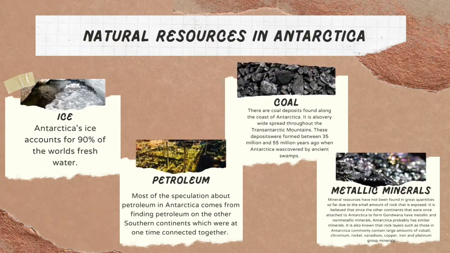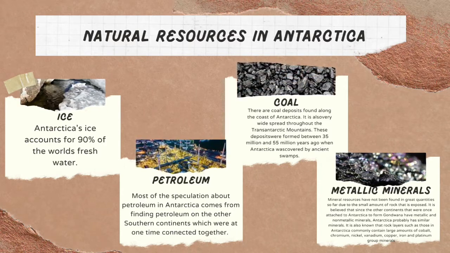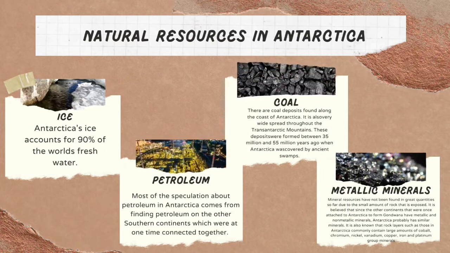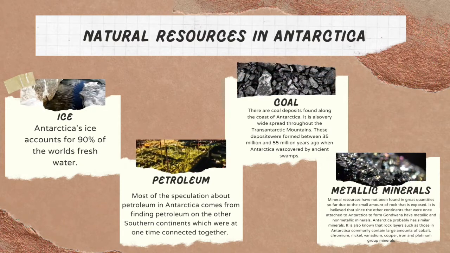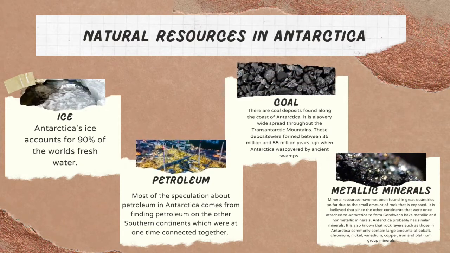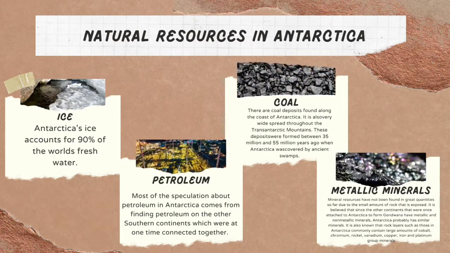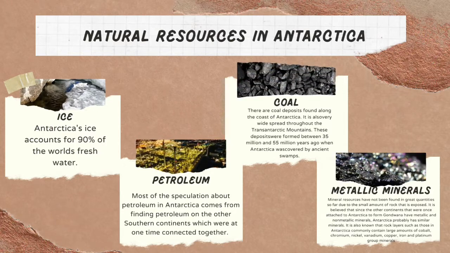Next is coal. There are coal deposits found along the coast of Antarctica. It is also very widespread throughout the Transantarctic Mountains. These deposits were formed between 35 million and 55 million years ago when Antarctica was covered by ancient swamps. Coal forms in swamps as plants die and are buried before they can be completely decomposed.